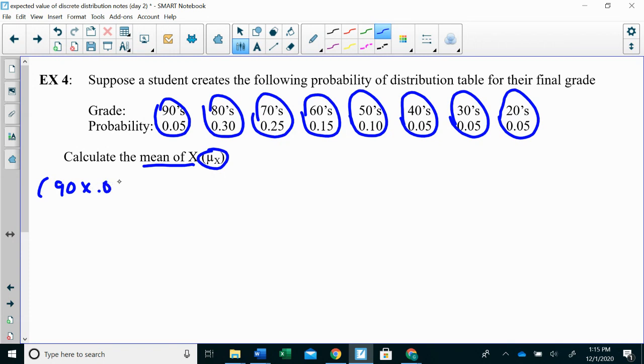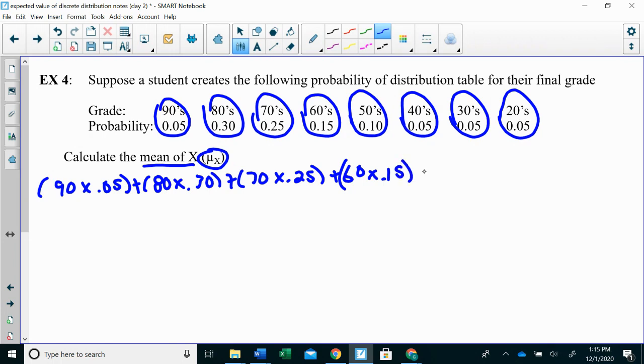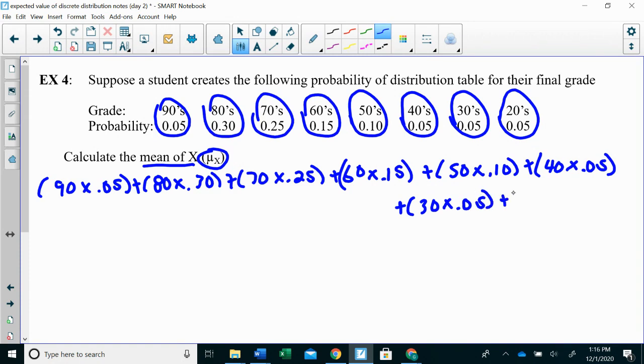So 90 times 0.05, and then 80 times 0.30, 70 times 0.25, 60 times 0.15, 50 times 0.10, 40 times 0.05. I'm going to continue the last two right below it, plus 30 times 0.05, and then finally 20 times 0.05.